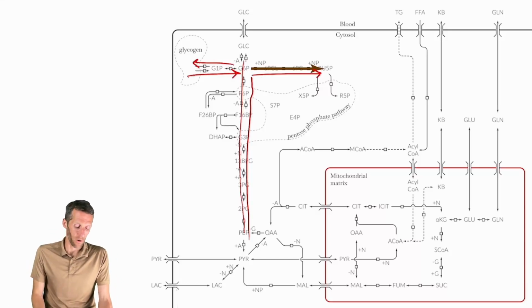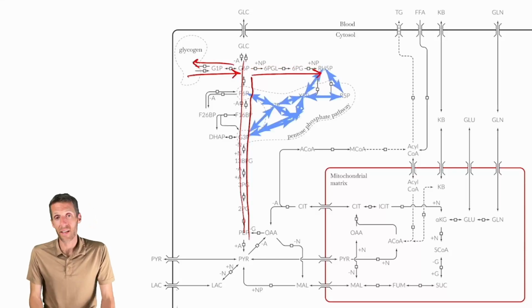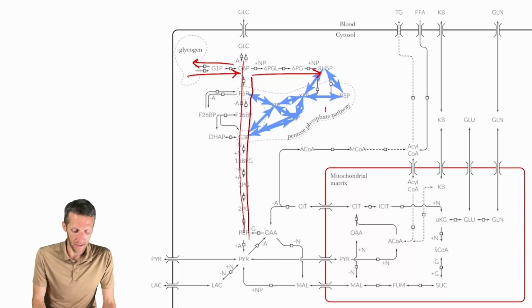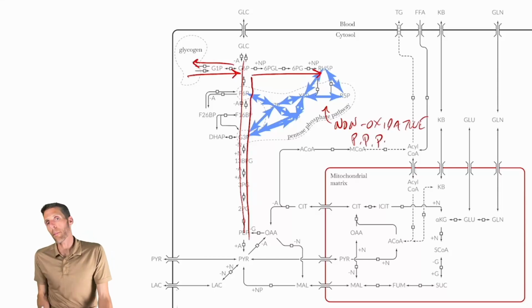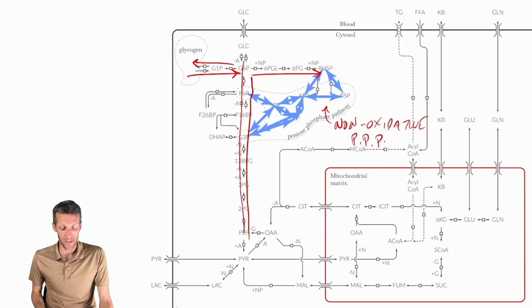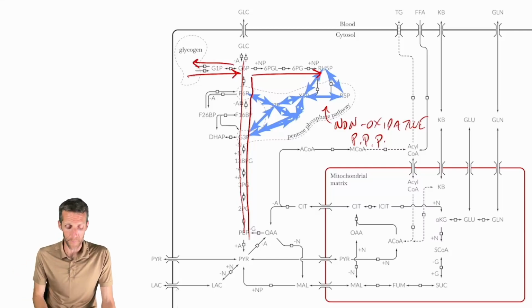What other lines are available? Well, this is my favorite line, and it's not even really a line. It's more of a mess. But this is the non-oxidative pentose phosphate pathway. And what happens in the non-oxidative pentose phosphate pathway, hopefully you can see, is stuff gets passed around. This is more of a network than a pathway.